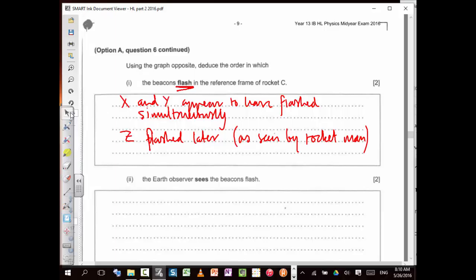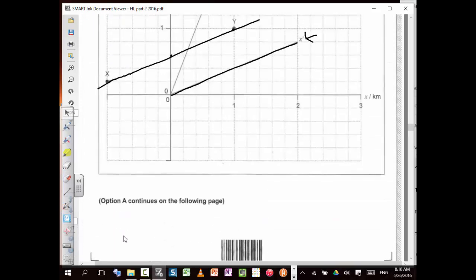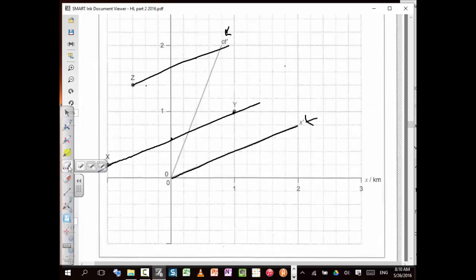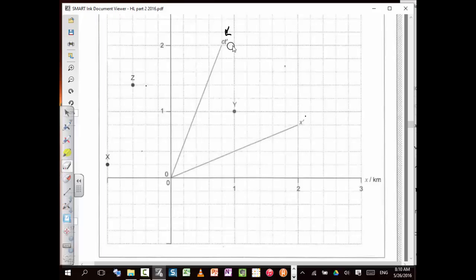Okay, the Earth observer will see the beacons flash. Let's figure out what order the Earth observer sees them. Okay, so I'm going to get rid of these lines that I've drawn, just to make the diagram a little bit more clear. The Earth observer is the one that has the straight axes, so that's the one that we're considering to be stationary. So to find out when he sees a particular flash, or she, we need to draw world lines for the photons from each event.